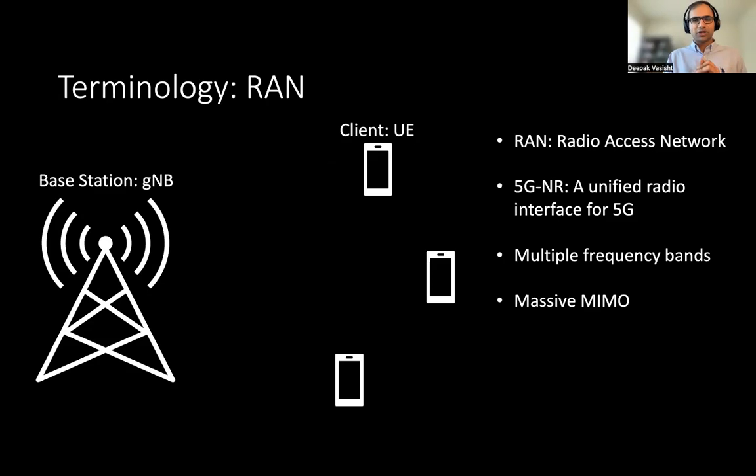So to get started with the terminology, the first part of the network is the RAN, or the radio access network. This is how your smartphone talks to the base station or the cell tower next to you. So this is called the radio access network. And in 5G, the new part of this radio is called 5G NR, or the new radio, which is a unified radio interface for 5G.